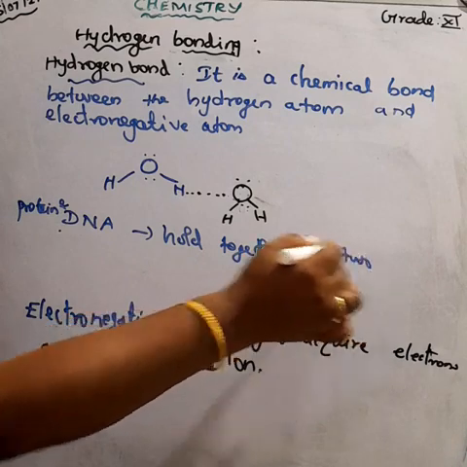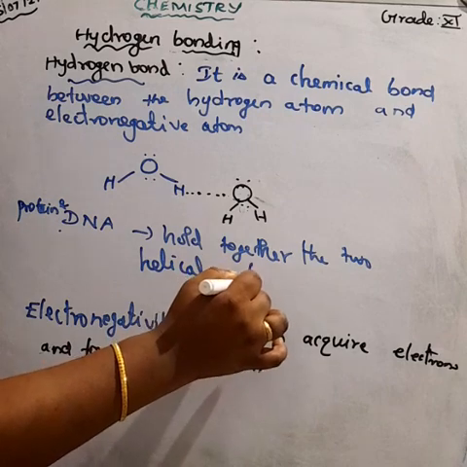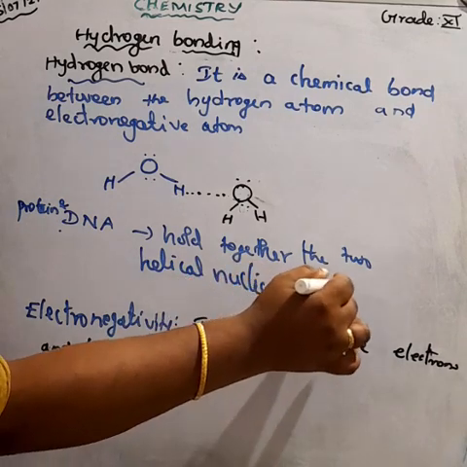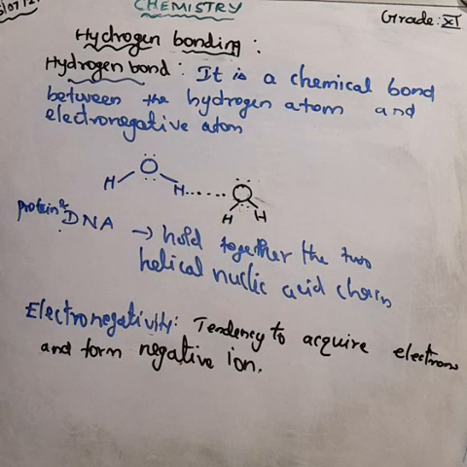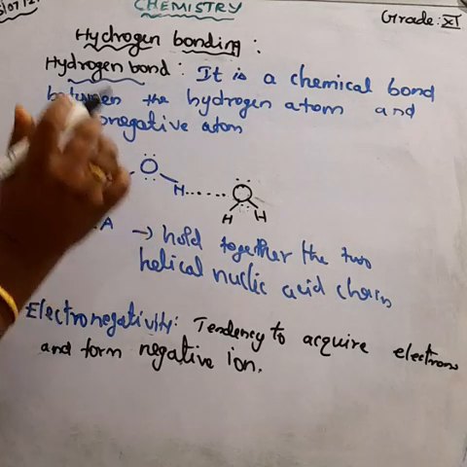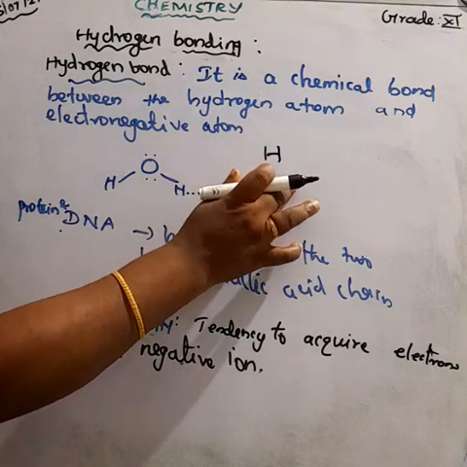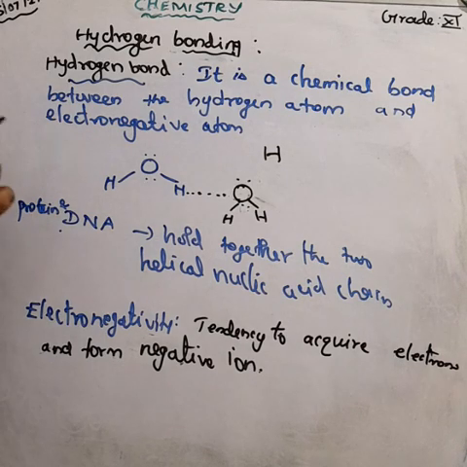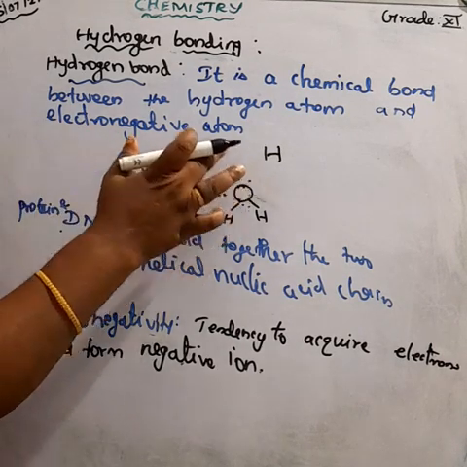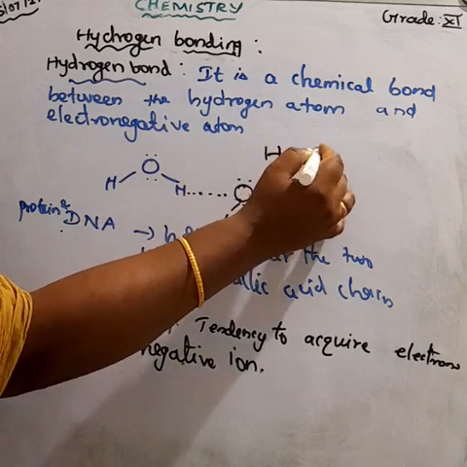So when a hydrogen atom is covalently bonded to a highly electronegative atom such as fluorine, oxygen or nitrogen, the bond is polarized. The hydrogen bond is formed when hydrogen is covalently bonded with fluorine, oxygen or nitrogen. Here hydrogen is covalently bonded with fluorine.